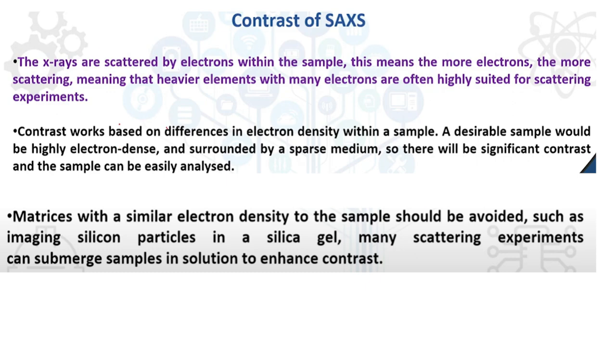Now contrast works based on the difference in electron density within the sample. A desirable sample would be highly electron dense and surrounded by a sparse medium, so that there will be significant contrast and the sample can be easily analyzed. So the contrast will be higher.